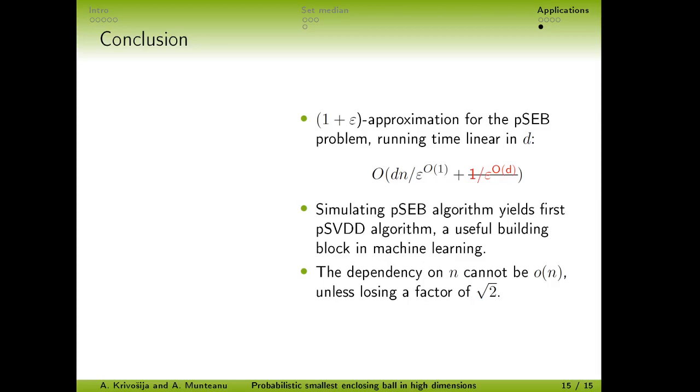To conclude, we have a 1 plus epsilon approximation algorithm for the probabilistic smallest enclosing ball problem with time linear in the dimension and no longer exponential. By simulating the PSEB algorithm, we got the first 1 plus epsilon approximation probabilistic support vector data description algorithm, which is a useful building block in machine learning. Finally, the dependency on small n cannot be sublinear in high dimensions unless losing a factor of roughly square root of 2. Thank you.